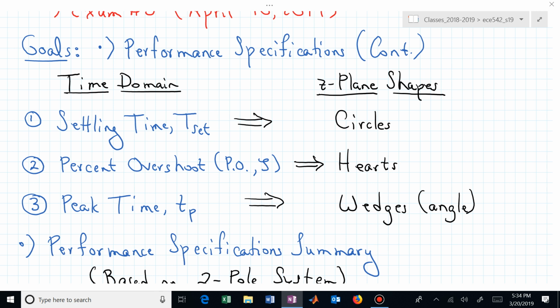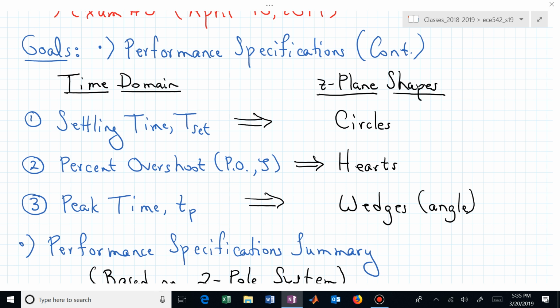But those hearts are actually on their side, and they're a little bit distorted. They're actually logarithmic spirals, but who thinks of logarithmic spirals as a geometric shape? Hearts maybe you can see as a geometric shape, and they're on their side.